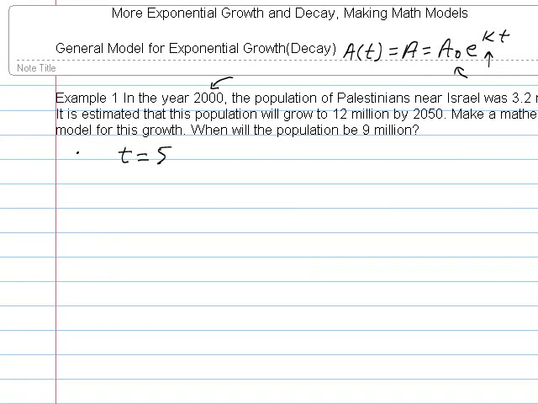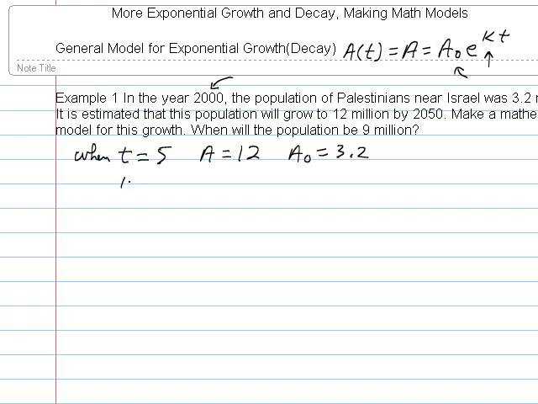Now when time is 50, the population, it says, will be 12 million. So that's going to say A is going to be 12. We already know that A0 is 3.2. That's given information. In 2000, the population was 3.2 million. Well, there's a value for T, A, and A0. That's everything that's a variable here except for K. Of course, e is just a constant. So let's go ahead and plug these in, and that should give us K.